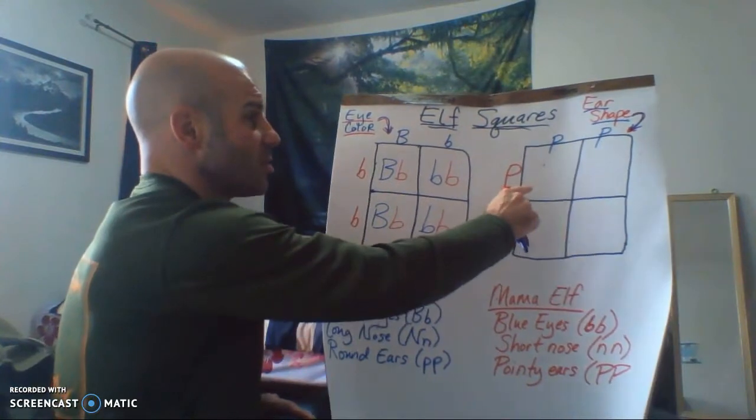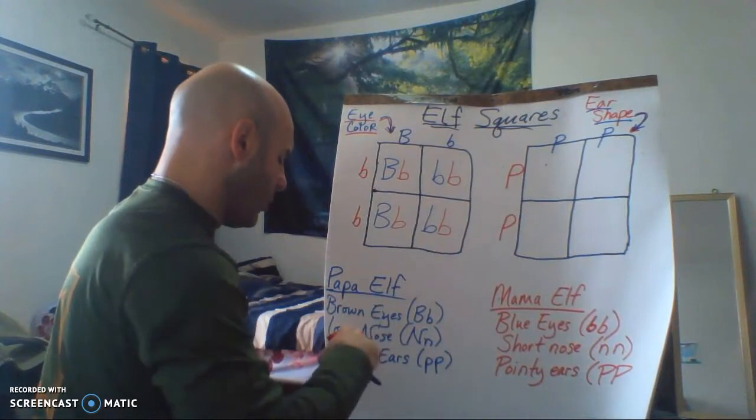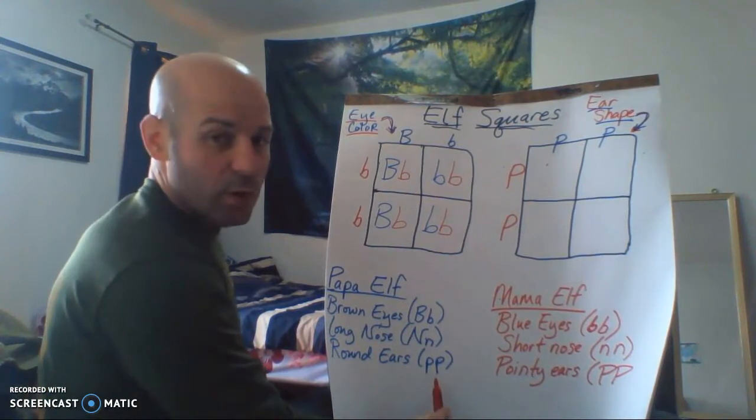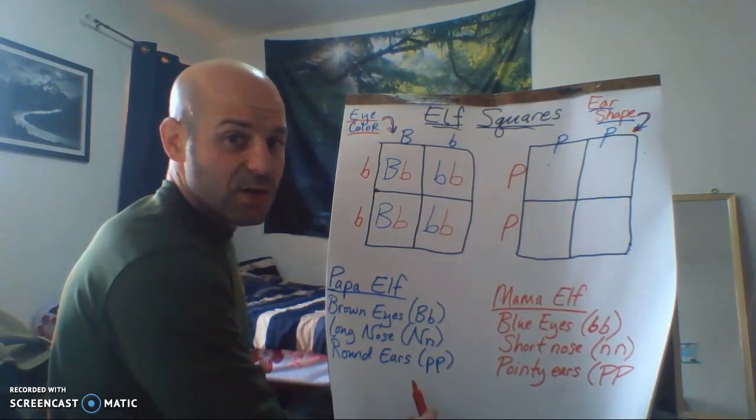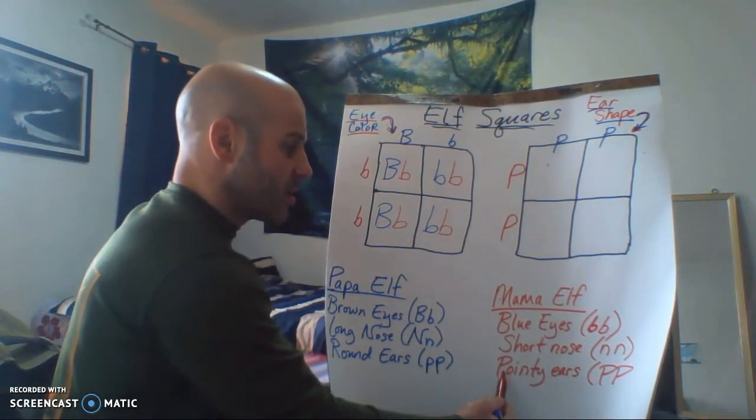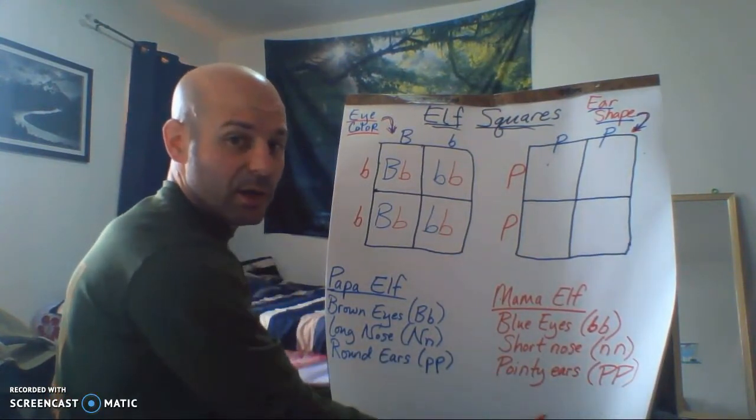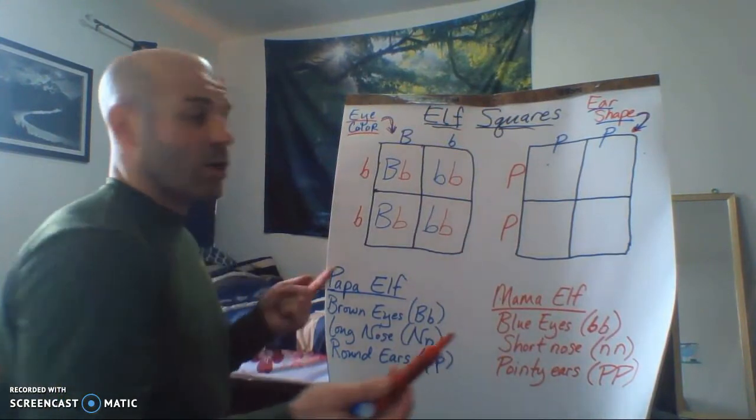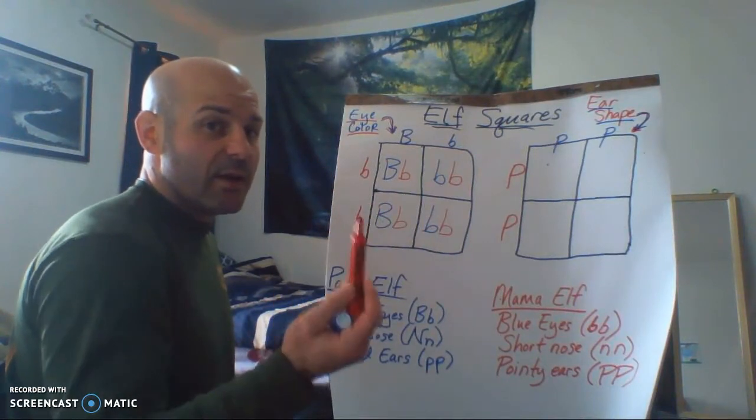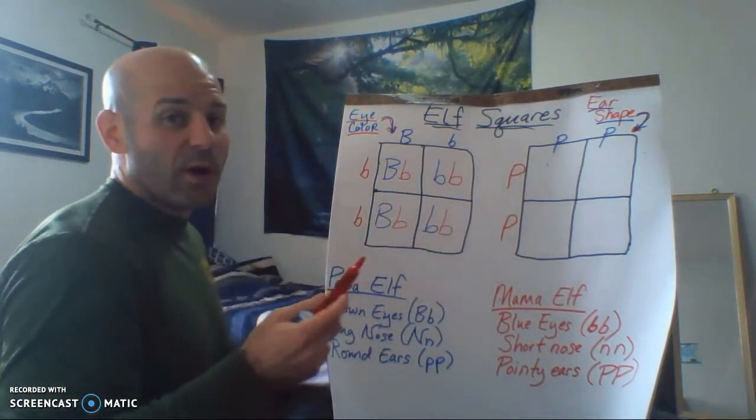So this next trait we're going to look at, ear shape. We notice that Papa Elf for ear shape has round ears. Papa Elf has two lowercase or recessive alleles for ear shape, so the recessive trait is round ears. But we see Mama Elf has two capital P's, or two dominant alleles for pointy ears. So our question is, we already know Papa and Mama Elf's genes and what they show, their traits. We need to figure out what the offspring will have.